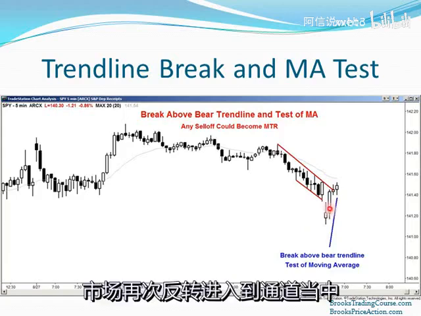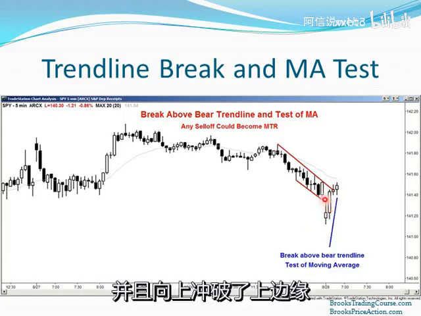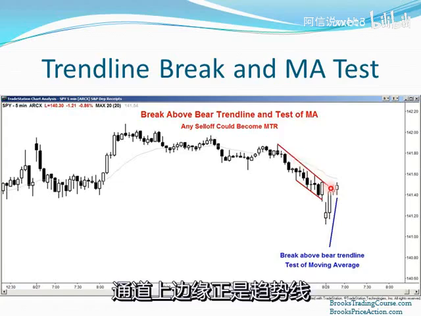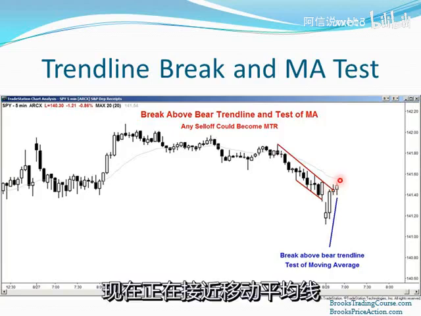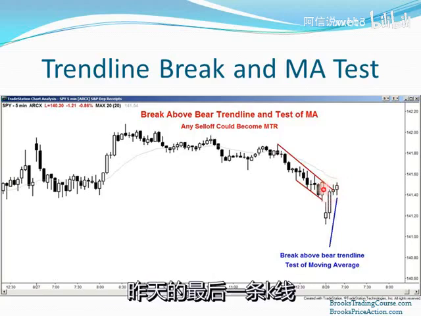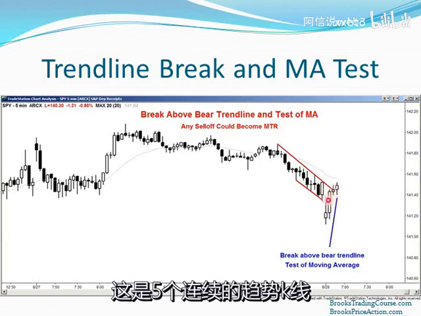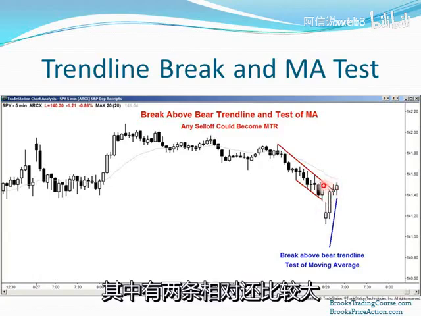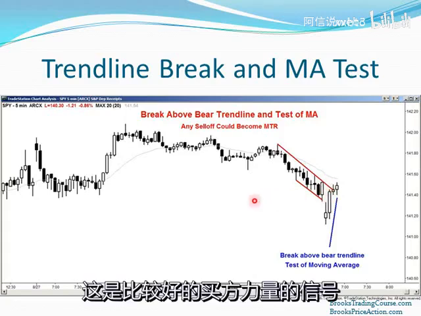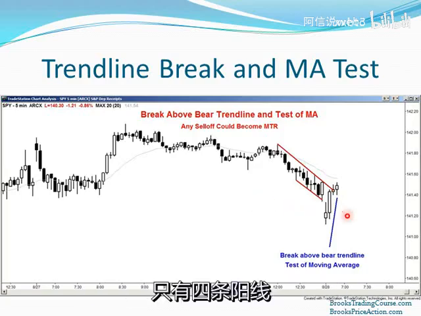Now look what happened. The market reversed back up into the channel, and it poked out of the top of the channel. Poking out of the top of the channel is the trend line, so the market's breaking above the trend line, and we're getting close to the moving average. So this is good buying pressure. The last bar of yesterday and the first 4 bars of today are 5 consecutive bull trend bars, and 2 of them are relatively big bars, big bodies with closes near their highs. So that is good buying pressure.